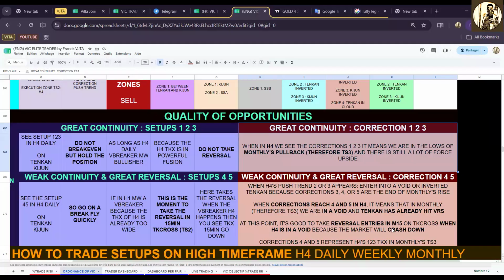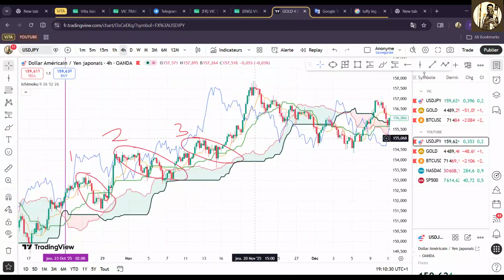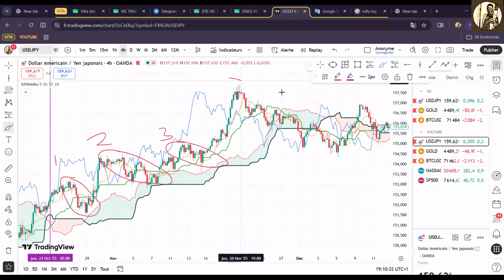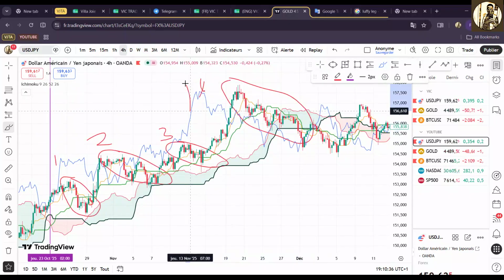But now the correction number 4 and 5 will be weak continuity to the upside, but great reversal to the downside. That's why this last correction, this one, number 4, is not even a correction, it's a whole reversal directly. It is not a correction, right? It's a whole reversal. So you need to play with number 2, okay?